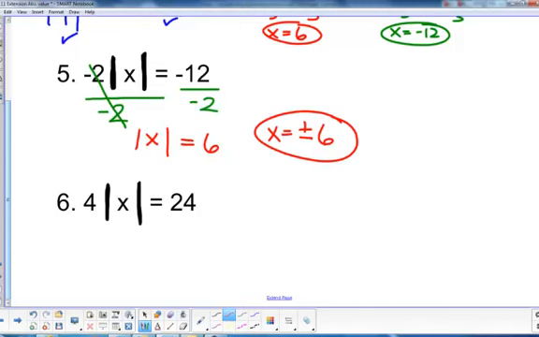The next one's the same thing. We're just going to isolate the x. The absolute value of x is 6. So it's positive or negative 6.